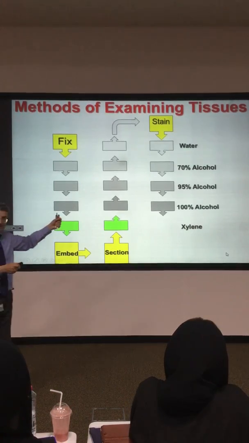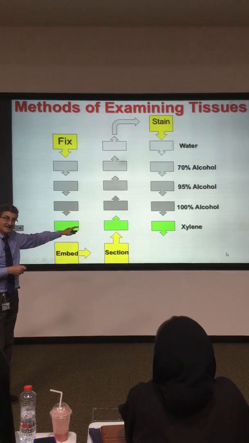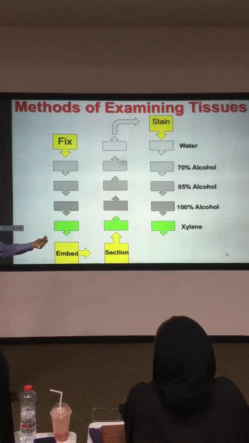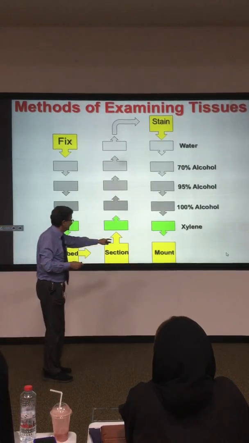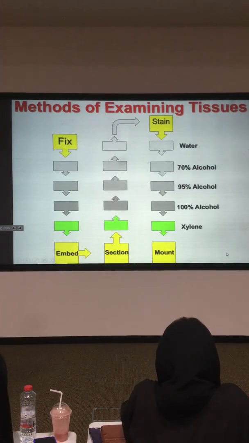And then you dehydrate again to mount. After you stain with H&E, you mount the tissue, but before mounting you have to dehydrate and incubate with xylene because it mixes very well with the mounting medium. And then you mount your slide. Okay? So these are simply the steps of processing tissues for microscopic examination.